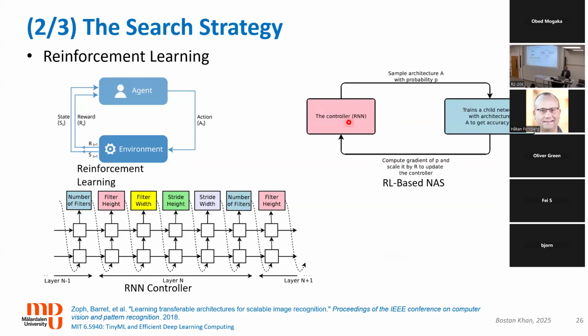So we have the controller, a recurrent neural network. It would sample an architecture, then the system would train that architecture on the data set, and then it would give information back. So compute the gradient of P, the probability, and scale it by R to update the controller. This was a feedback mechanism.